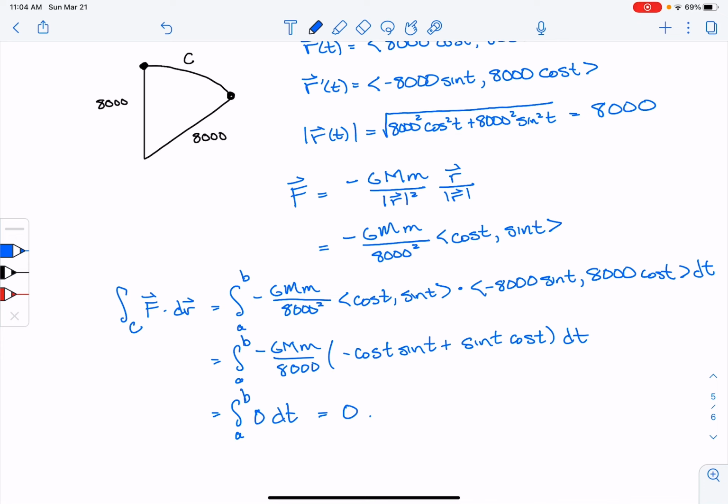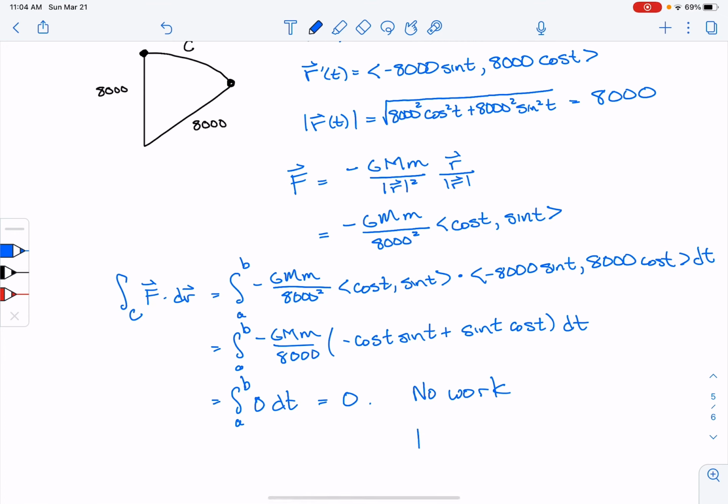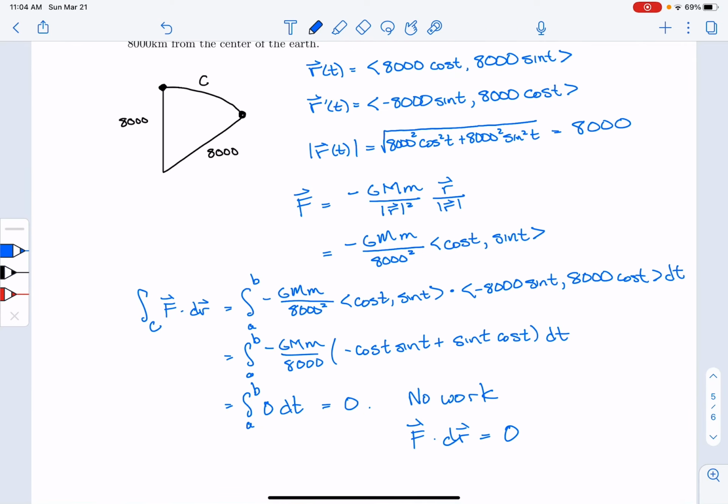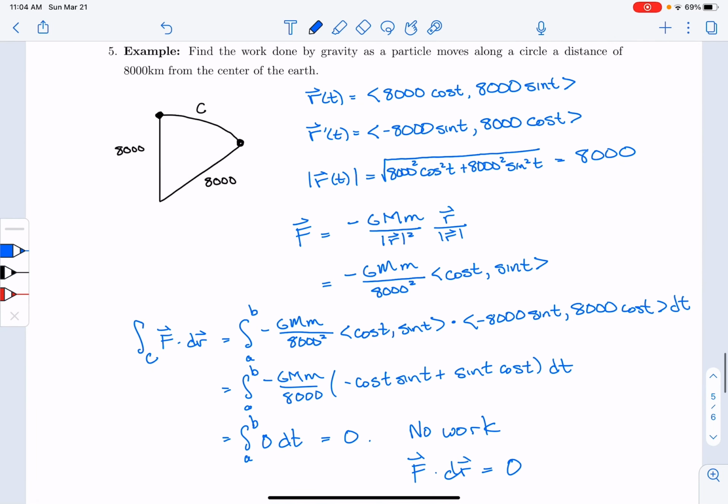So whether it's a particle or a satellite or something moving in orbit, there's actually no work done by the gravitational force. And the reason why was because essentially when we computed F dot dr, it was equal to 0. So that meant that the path of the particle was perpendicular to the force. So that's kind of a cool little result. So if you have something in orbit, then the work done by gravity is 0.